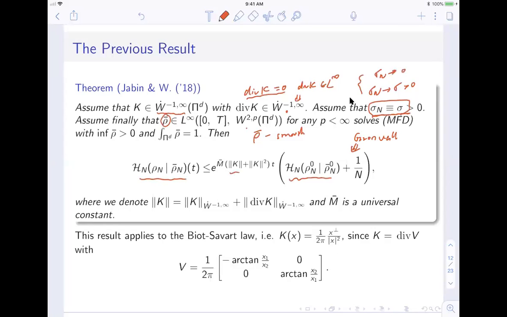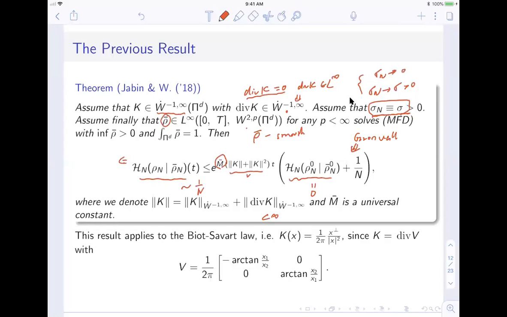Those norms are universal constants. Those are just some norms of K which are bounded, and M bar is just a universal constant. So what does this tell us? For instance, if this equals 0, then we can show that this is in the order of 1 over n.